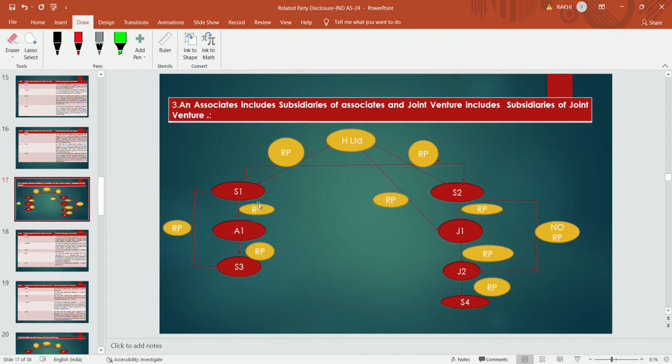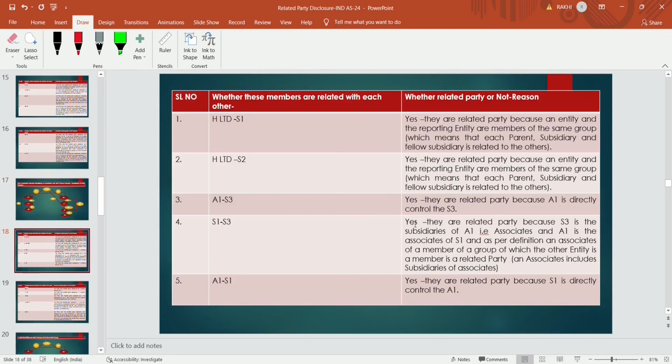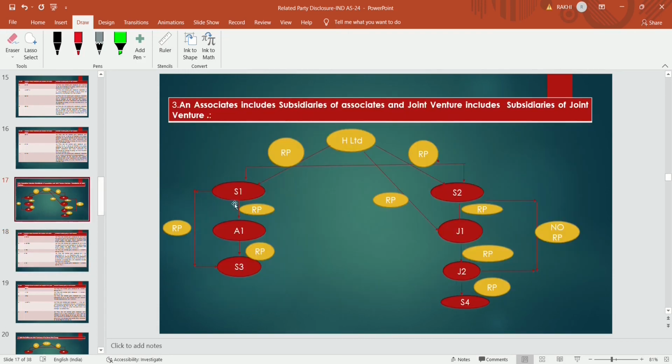Whether A1 and S3 are related? A1 is the associate of S1. So whether they are included? Yes, as per the definition, an associate of a member of the group is also included in the definition of the related party. So yes, they are related party because they have direct control. And whether there is a relationship between S1 and S3? Yes, there is a relationship because as per the definition, an associate includes subsidiaries of associates. So if the associate is included in the definition, it also includes the subsidiary of the associate. They are the subsidiaries of associates, so they are related with S1.